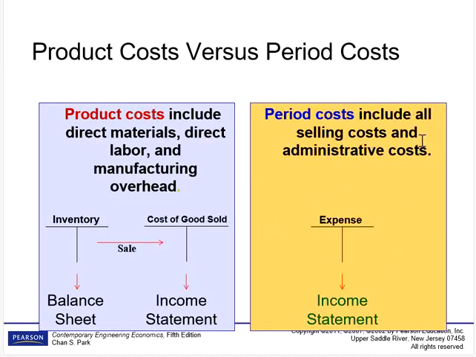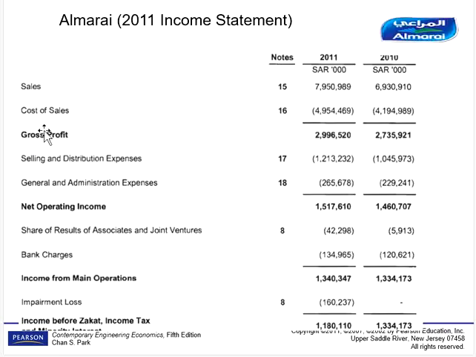Okay, now period cost includes all selling costs and administrative costs. This is what we call period cost, and they are part of the income statement. So the costs which are part of the income statement, other than the cost of goods sold, are period costs. Cost of goods sold is also in the income statement, right? If you go back here, this one is a product cost or a manufacturing cost, and then these costs are the period costs.